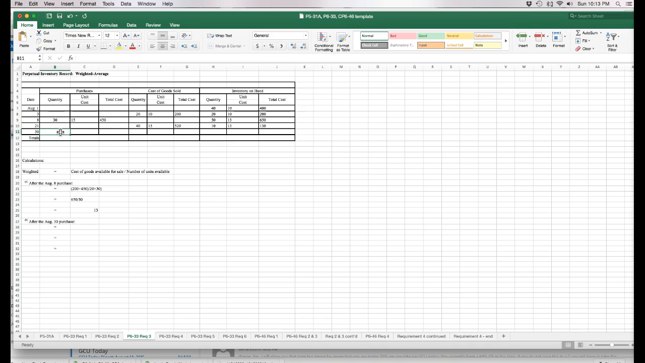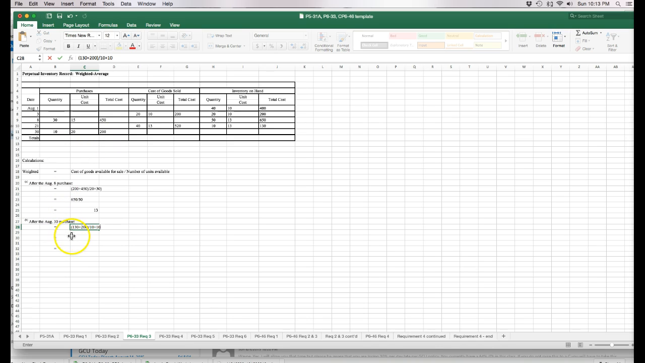On the 30th, we purchased 10 more, but this time at a unit cost of 20 for a total of 200. So again, what we're going to do here after the August 30th purchase is take a look at what's on hand, $130, plus the amount that we just purchased, 200, divided by the 10 units that were on hand, plus the 10 units that we just purchased.